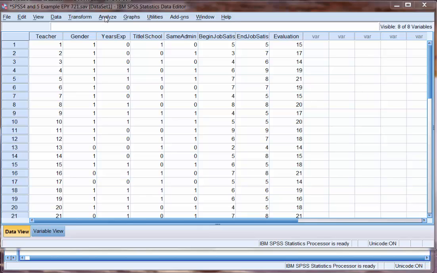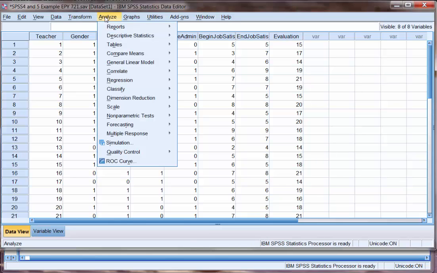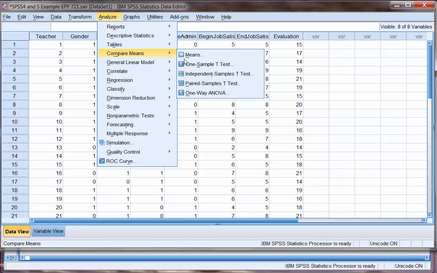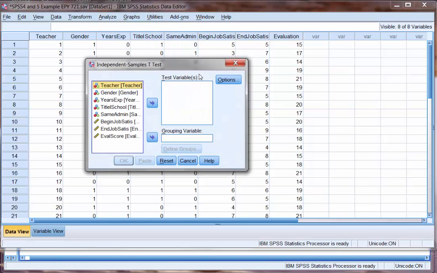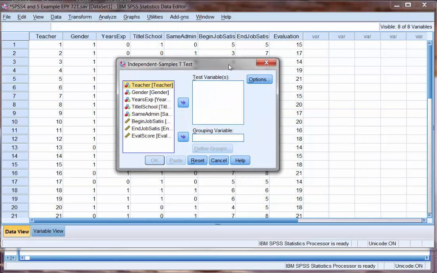Okay, so let me show you how to do this in SPSS. You go to the Analyze menu, and then you want to compare the means. And you want to choose an independent samples t-test. And you're going to get a dialog box that pops up.